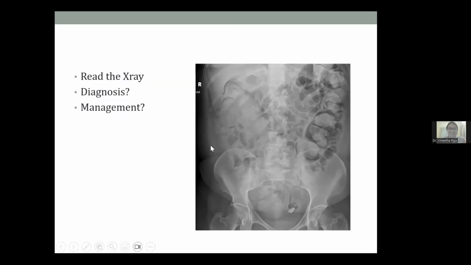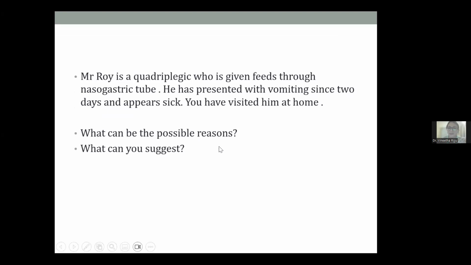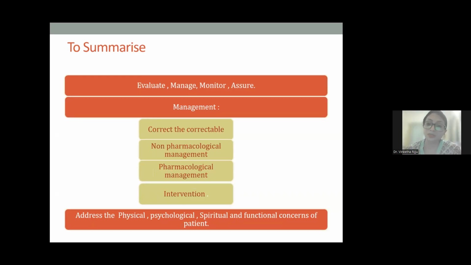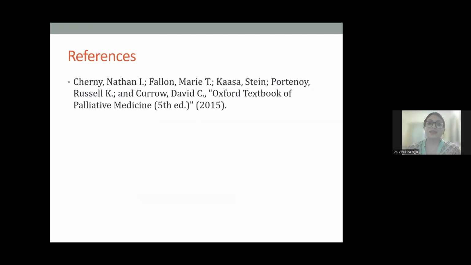So I think it's almost time that we conclude today's class. Just to summarize: the correctable causes, non-pharmacological management, pharmacological management, and interventions. Also, always remember every symptom is multidimensional. As you address the physical symptom, also address the psychological, spiritual, and functional concerns of the patient at the same time. Thank you, everybody. This is my reference, the Oxford Textbook of Palliative Medicine.